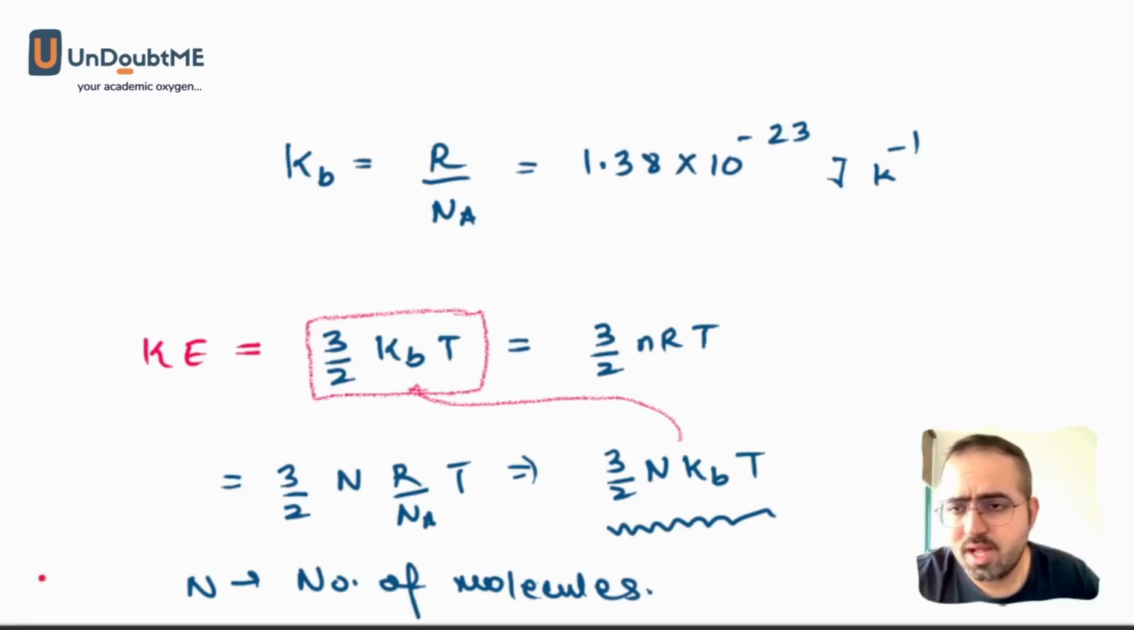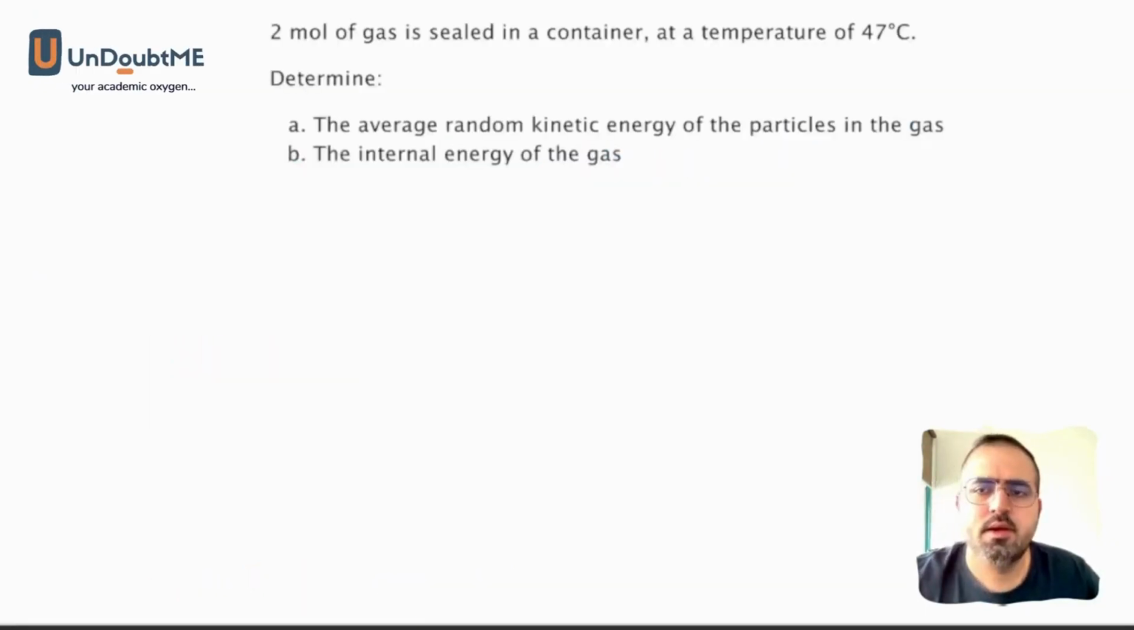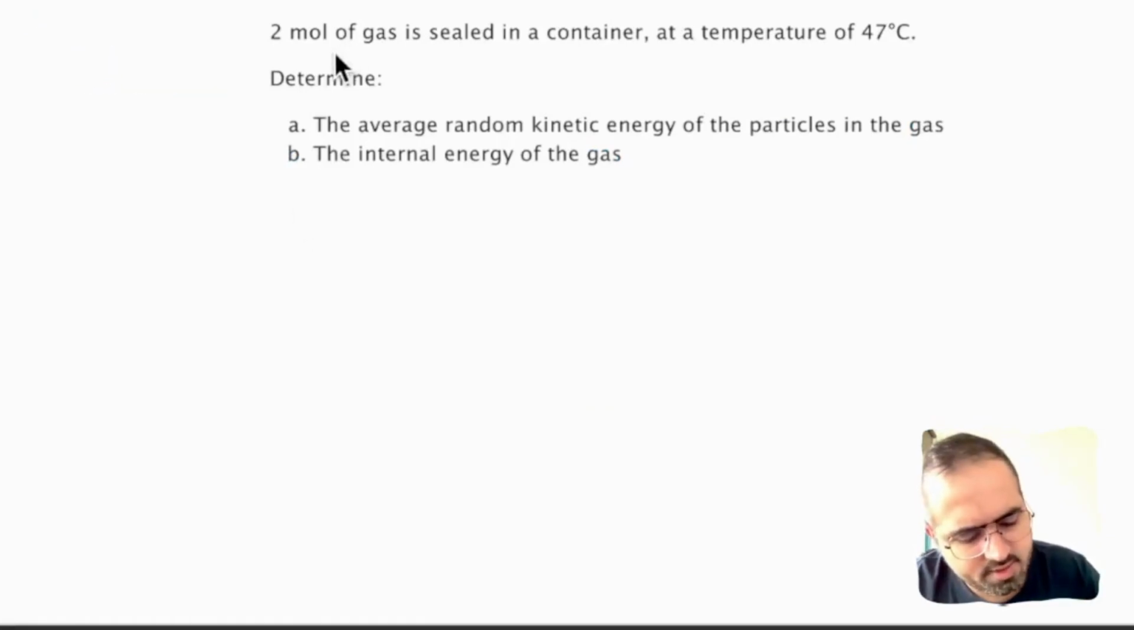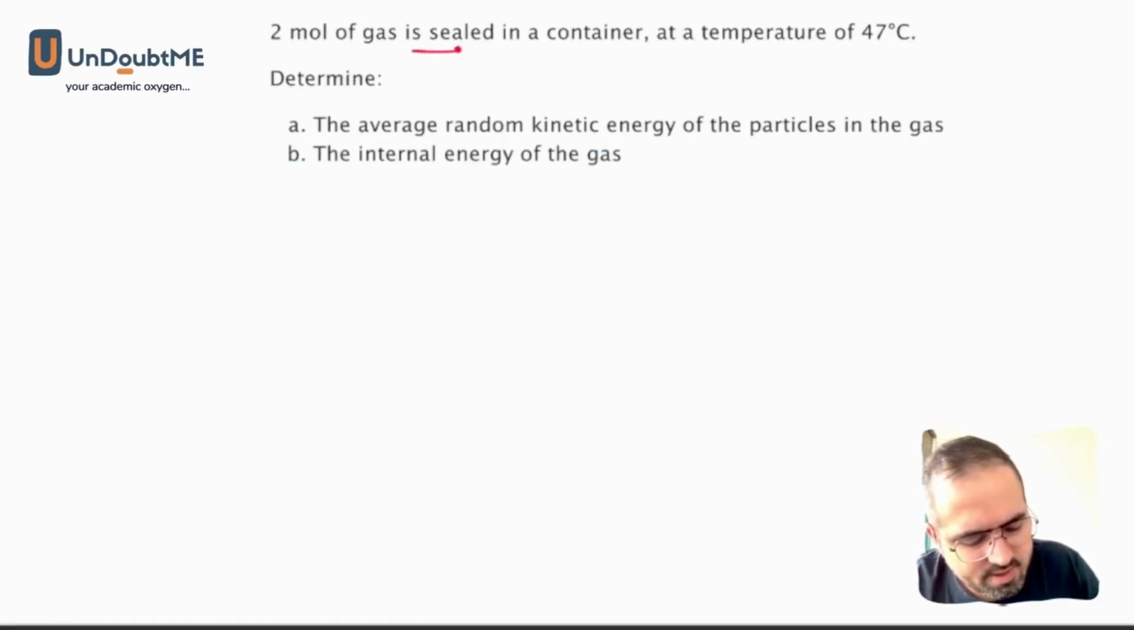Now it is time to apply these concepts in a question. Let us see the question now. In this question, it is given that 2 moles of gas is sealed in a container. So the value of small n is 2, and the temperature is 47 degrees Celsius.